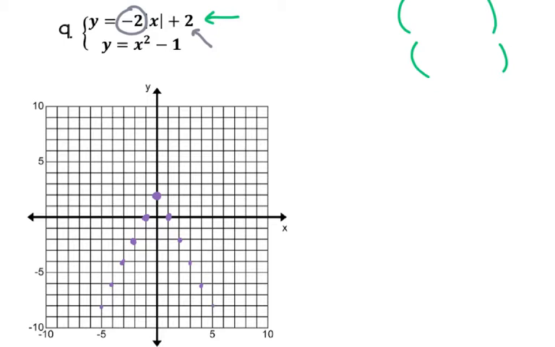You can pause the video and get yours graphed. And if you want to pause the video and get the other part of it graphed and see if you can come up with the ordered pairs, and then come back on here and check and make sure that you did it right.